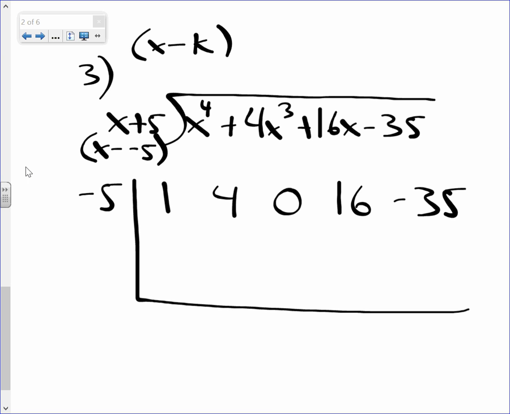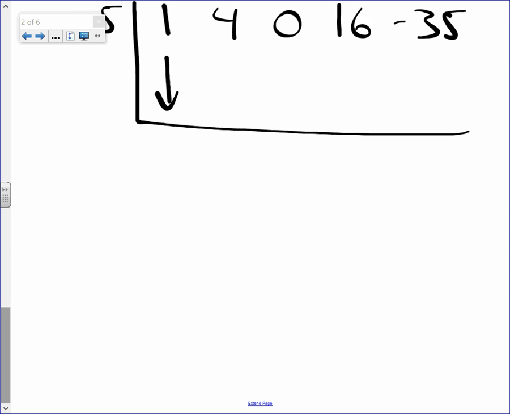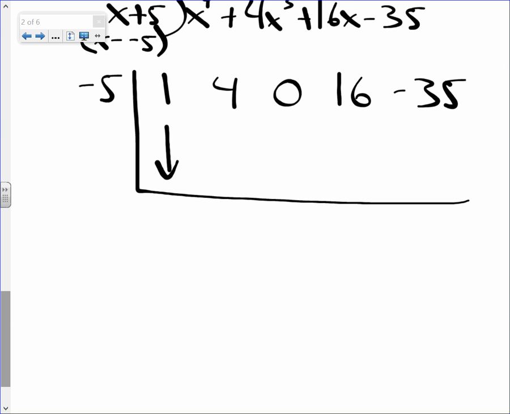Here we go. We'll bring down the 1. Multiply. I got a negative 5 here. Add. I got a negative 1 there. Multiply. I got a positive 5. Add. I got a positive 5. Multiply. Notice it's just multiplying and adding. That's the whole thing. Multiplying and adding. Easy. Multiply. I got a negative 25. Add. I got a negative something.